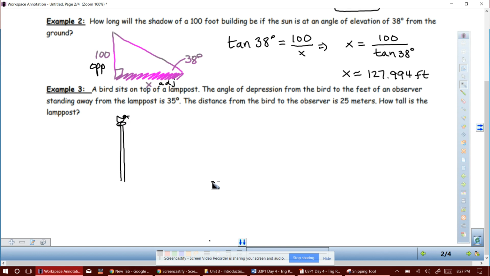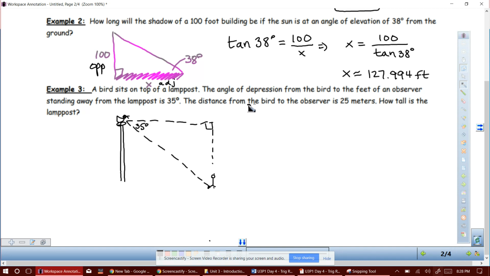Now, there is someone observing the bird right down here. And the bird looks at an angle of depression at the feet of the person. And so what happens when the bird does that is I create a right triangle that is upside down. So my right angle is up in the air here. The bird is 35 degrees looking down.